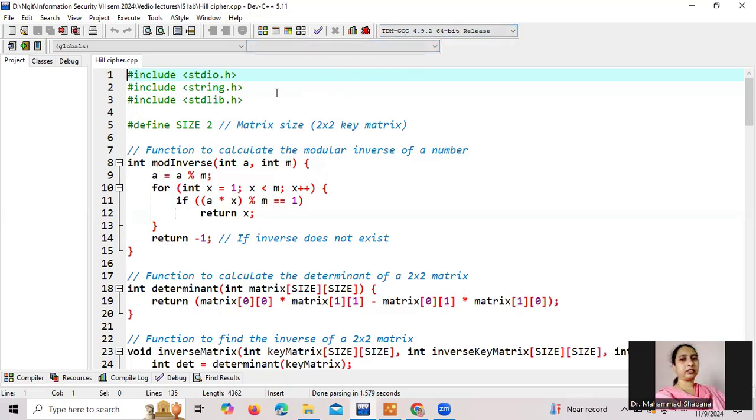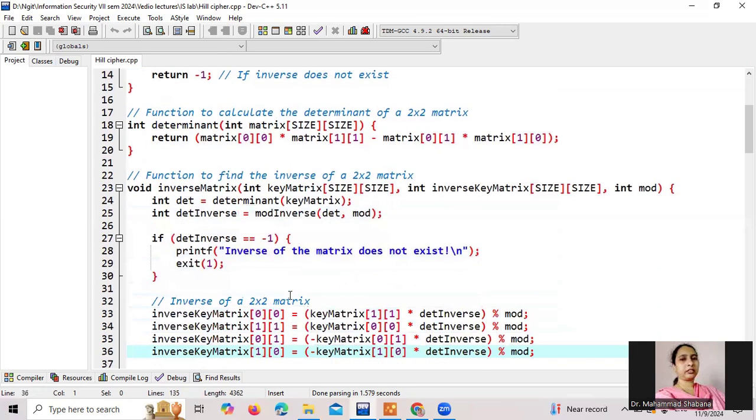Here we are defining the constants and macros. This defines the matrix size as 2 by 2, making the cipher compatible with 2-letter blocks of text. This is the function which finds the modular inverse of an integer a modulo m, which is necessary for calculating the inverse of the key matrix. This function computes the determinant of the 2 by 2 matrix, which is used to calculate the inverse of the matrix. This function calculates the inverse of the 2 by 2 key matrix. If the determinant's modular inverse doesn't exist, the function displays an error, as this would make decryption impossible.